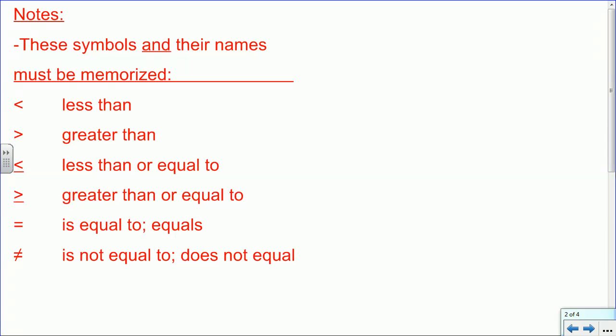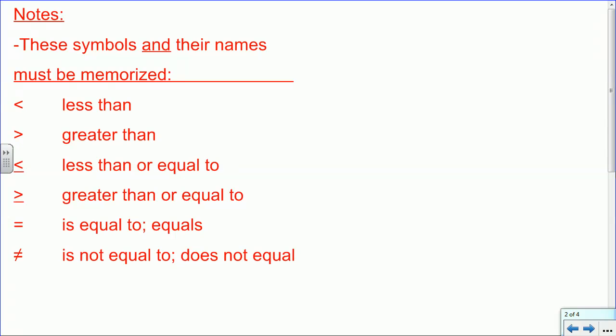So we have the less than symbol, the greater than symbol, the less than or equal to symbol, the greater than or equal to symbol. We have the familiar old equal sign, our good friend. We read that as is equal to. And then we have the final symbol, which we'll read as is not equal to. So if we have that between two numbers, they better not be the same because we're saying they're not equal.